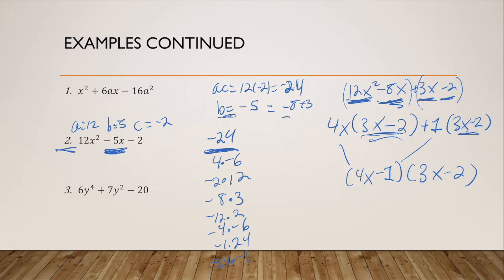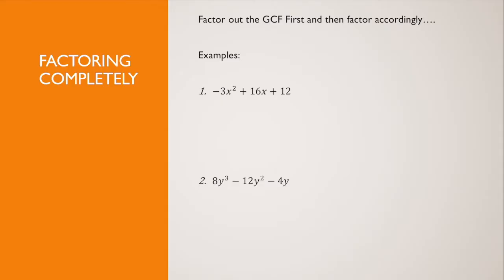And we're going to skip this third example because we're going to talk about that even further on in the course. So in order to make sure we factor a trinomial completely, the first thing we need to do is pull out the greatest common factor and then factor accordingly.